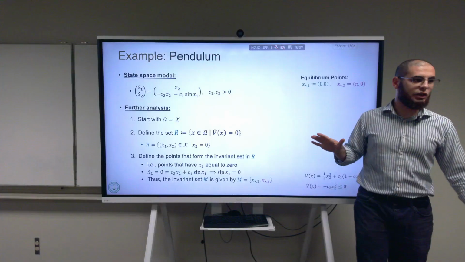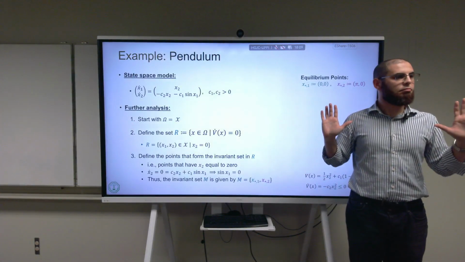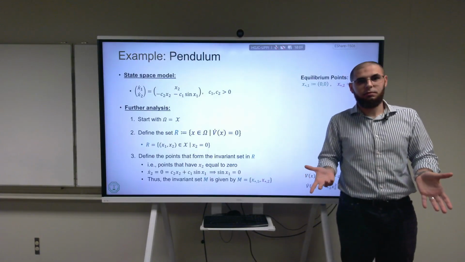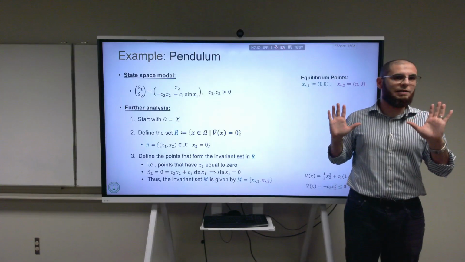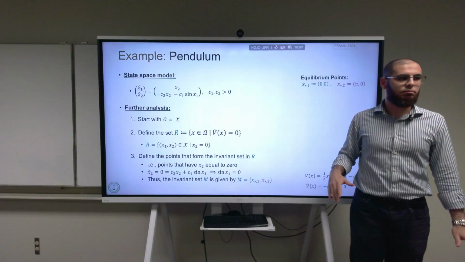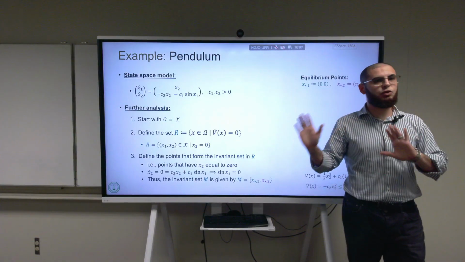Is this enough to actually conclude that we have asymptotic stability? This is nothing. Right? It says that you have 2 equilibrium points. One of them you're going to go to. That's what Salle's invariance principle tells you. So it's not enough, without specifying which one is stable or unstable.